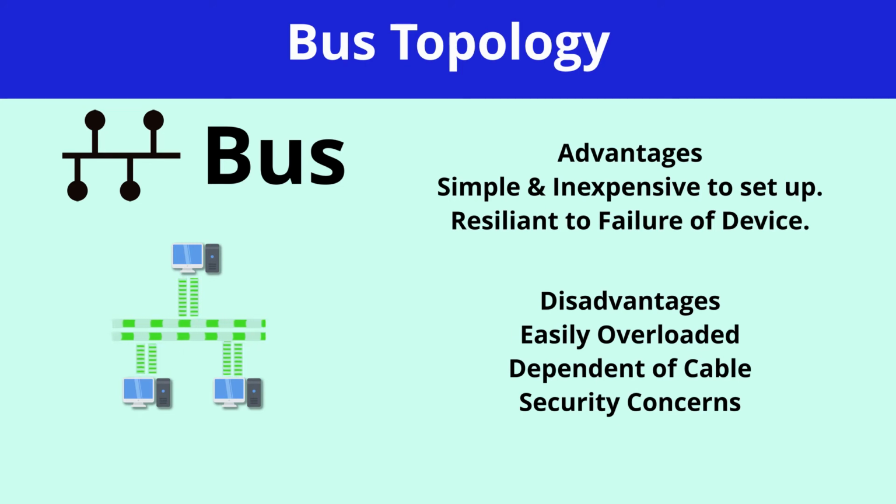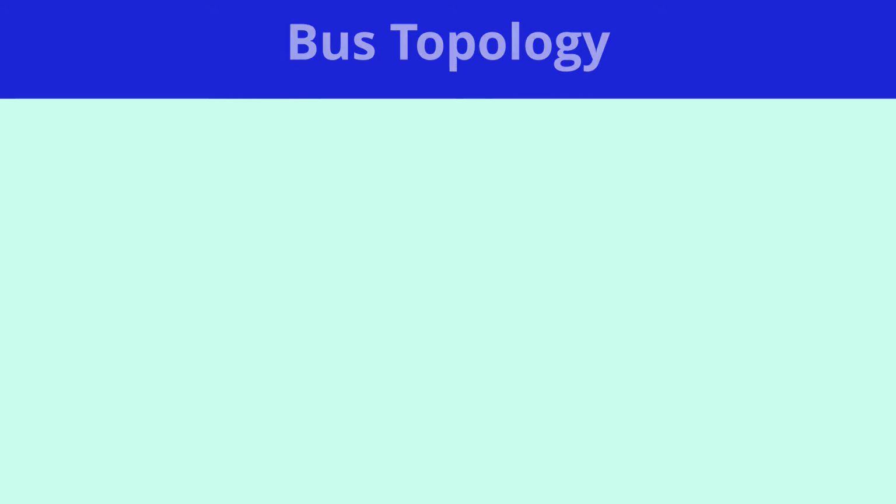A third disadvantage is that there are security concerns if all of the users are sharing the same transmission medium. So if device A is sending out secure signals to device B, but device C is sharing that bus, then device C will also receive those secure signals. And there are times when this will produce security concerns. Okay, so that's the bus topology.